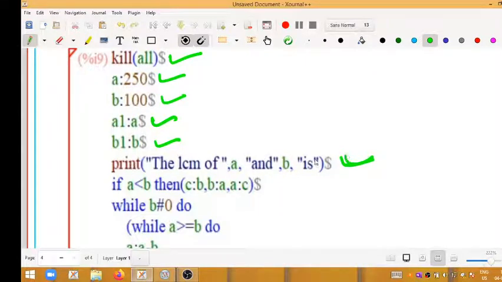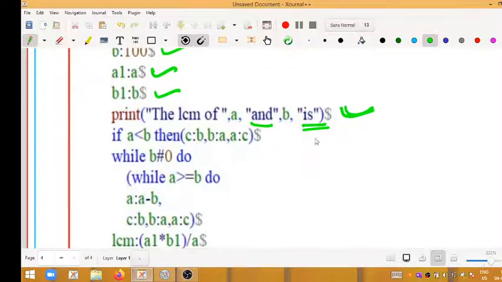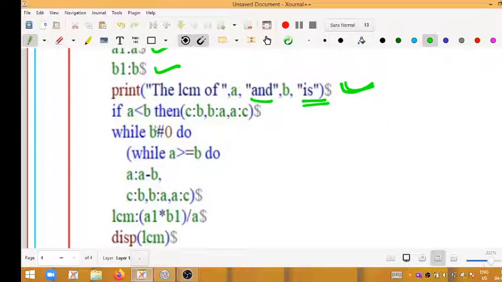So in this print we should take care. Print open bracket, double inverted commas, the LCM of, double inverted comma close, comma A, comma, open double inverted commas and close double inverted comma, comma B, comma, double inverted comma, within which we want to write. Next, open bracket close and dollar symbol. So this is the LCM. Now we want to apply the formula. If A is less than B, then C is B, again B is A and A is C will come.